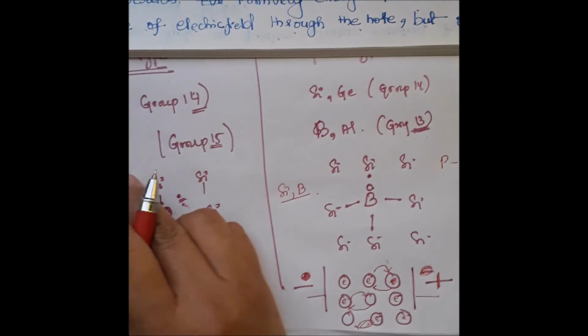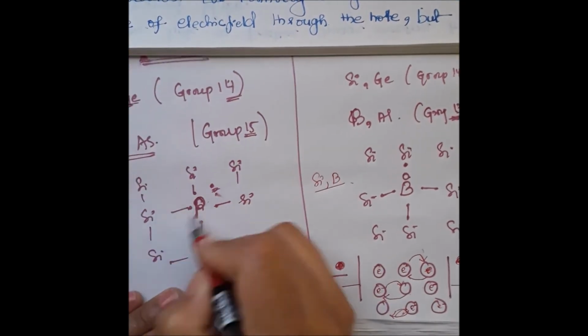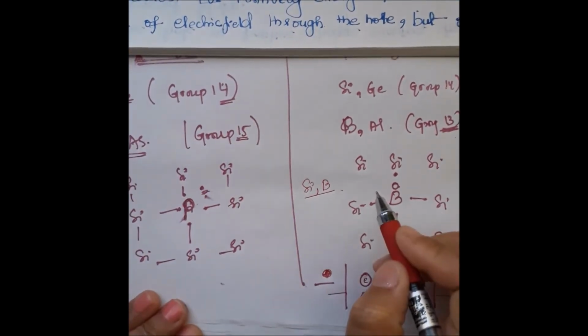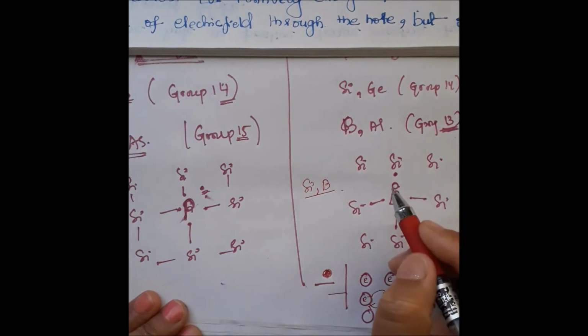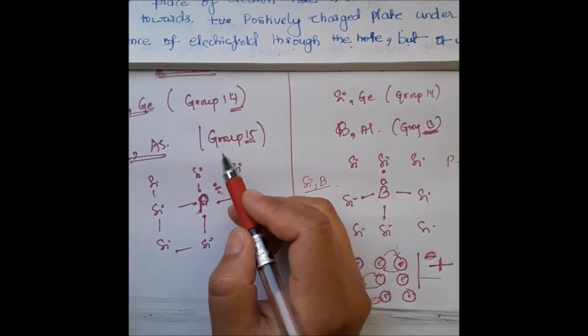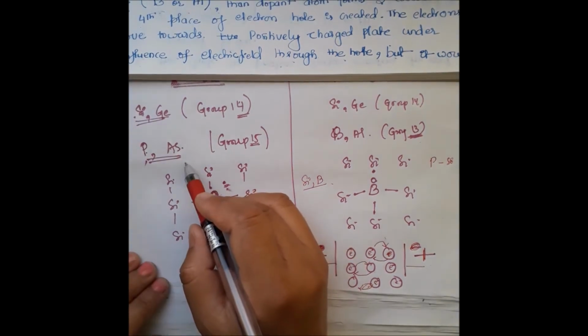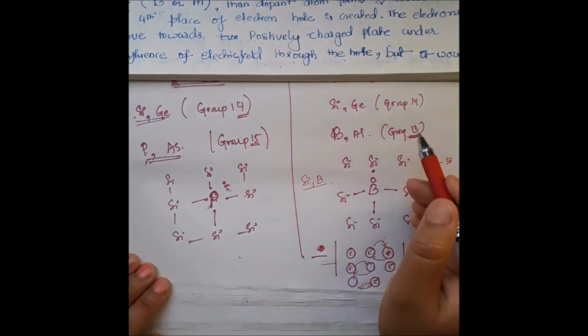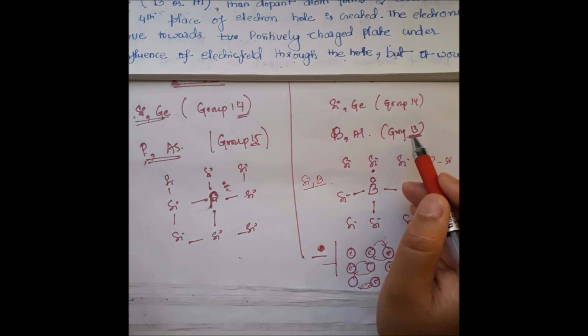So in n-type, the conductivity is because of the electron. In p-type, the conductivity is because of the hole. So when group 14 is doped with group 15, you will get n-type. When group 14 is doped with group 13, we will get p-type semiconductor.